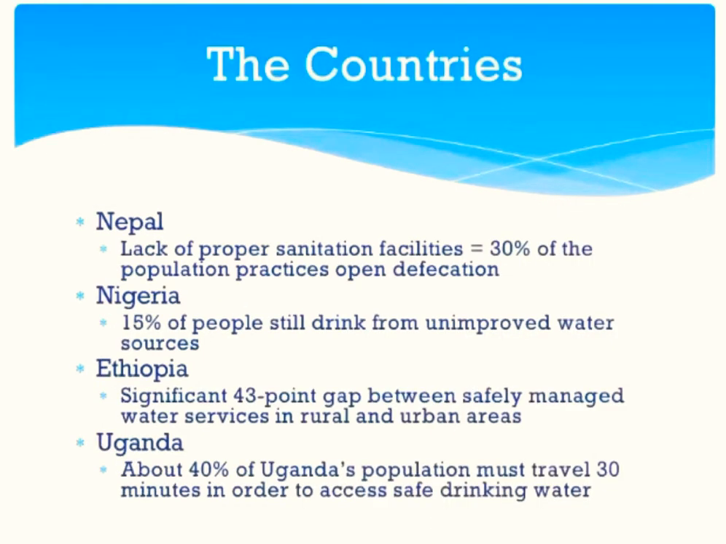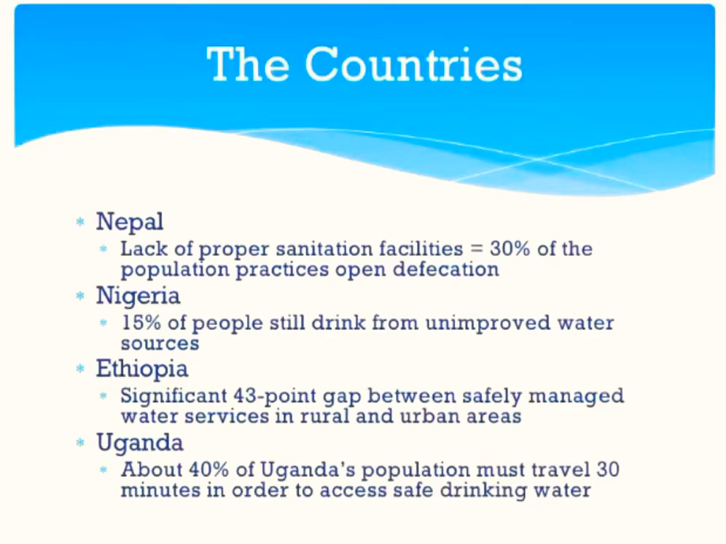The countries. Nepal. The lack of proper sanitation facilities in Nepal lends itself to 30% of the population practicing open defecation. For some that don't know, this means whatever duties we would do in the restroom, they would do on the ground and in open waters. Their primary water sources are unsafe to drink, though it is essential to drink sufficient amounts of water in Nepal in order to avoid the risk of dehydration.